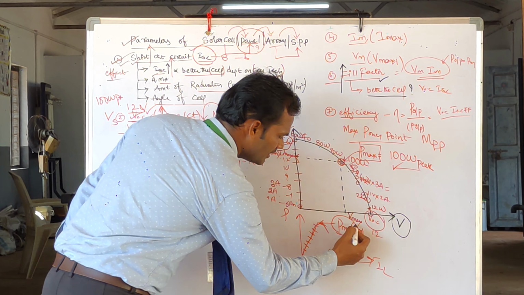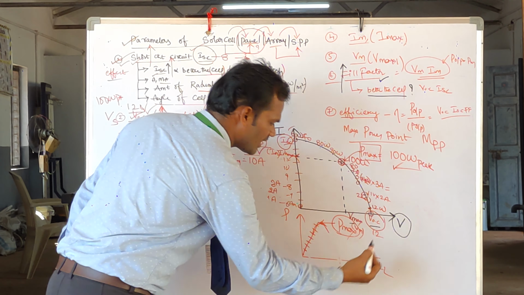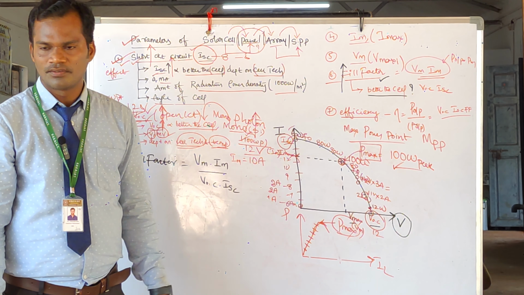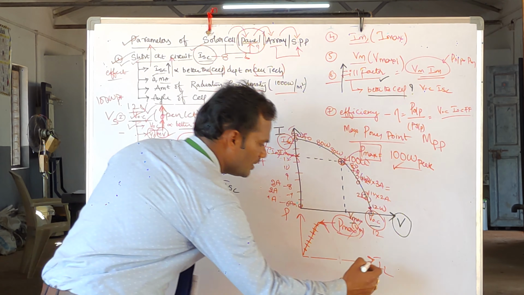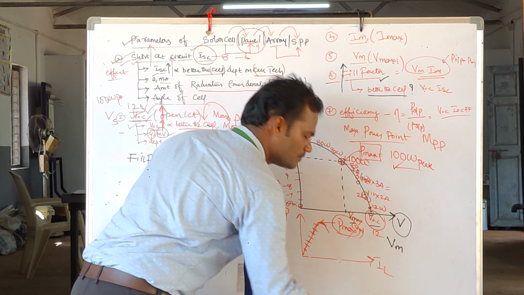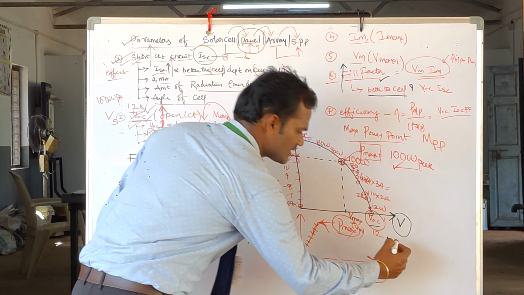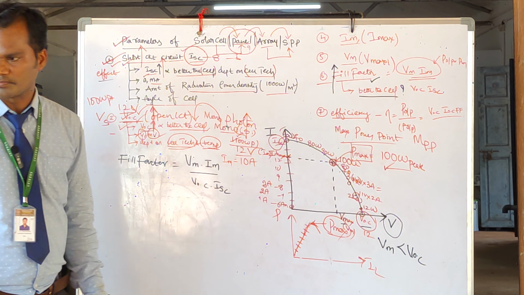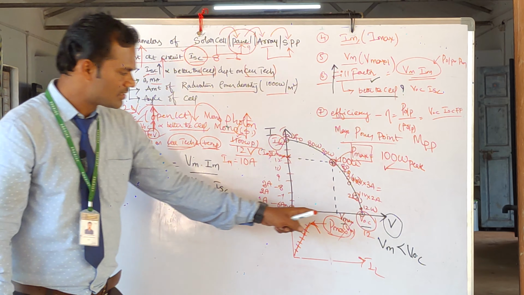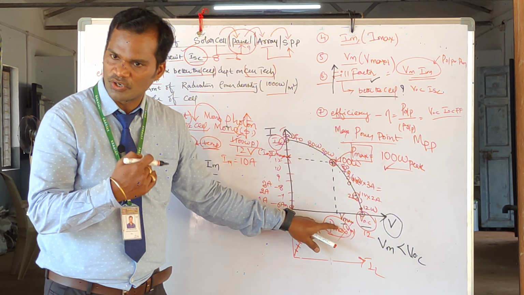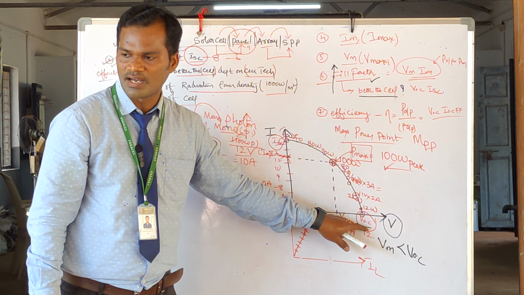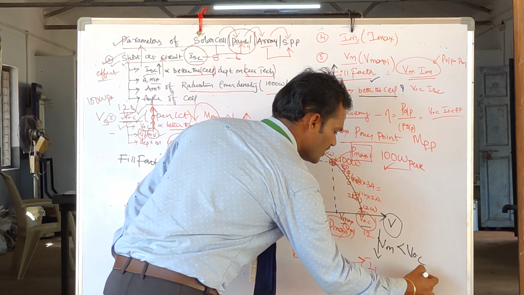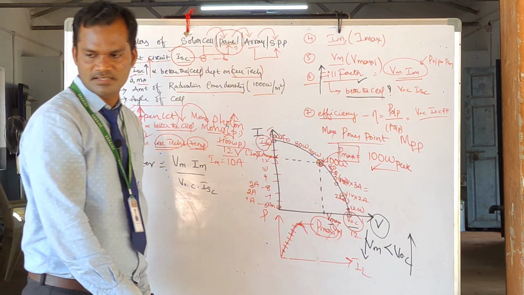Okay, so here we have open circuit voltage and V maximum. Which is greater, which is smaller? Vm is less than VOC. Yes or no? Why? Because you can see the length here. V maximum is the lower value where VOC is the higher value. So Vm is lesser where VOC is greater.